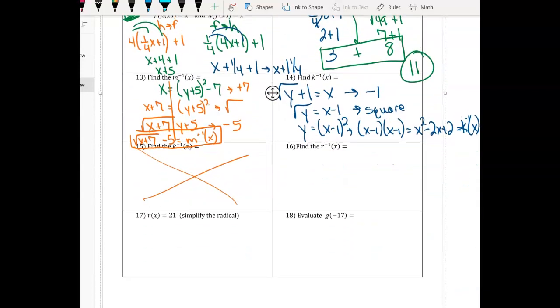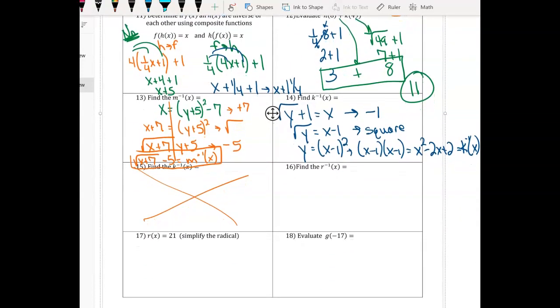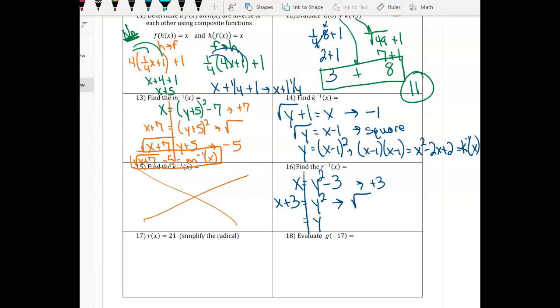So let's go to 16. So on 16, I'm going to take r of x, do the same thing. So that r of x, which is y, becomes x, and the x of x squared becomes y. And now I'm just going to get y alone. So I'm going to add 3. And then to get rid of the squared, I'm going to square root. And then that's it. It would be better to write r -1 of x, but hey.